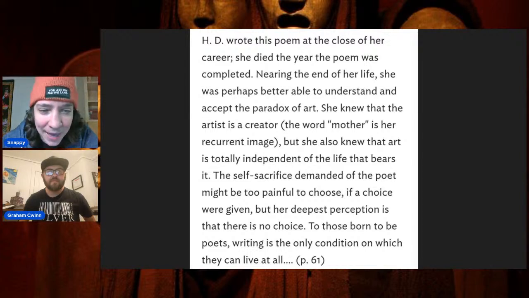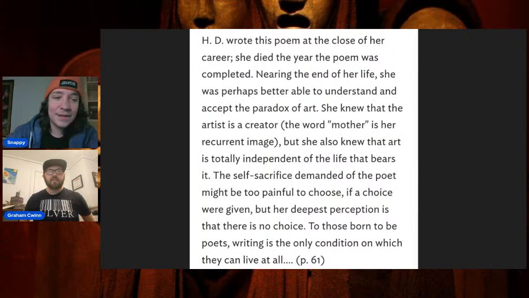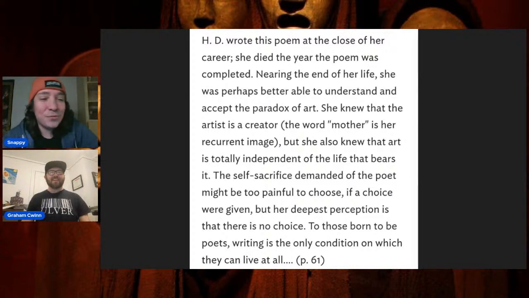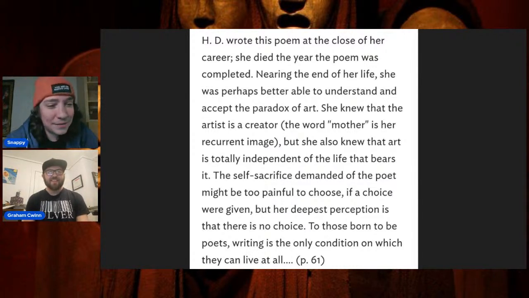The self-sacrifice demanded of the poet might be too painful to choose if a choice were given. But her deepest perception is that there is no choice. To those born to be poets, writing is the only condition in which they can live at all. I can relate to that. Right? And it is through writing that she fulfills her role as mother, right? She finds the fulfillment of herself and, as a woman, completes her cycle. It's such a beautiful ideal, and it's amazing, and it's really expanding this power of the creator into many different forms, in many different ways. It's beautiful.